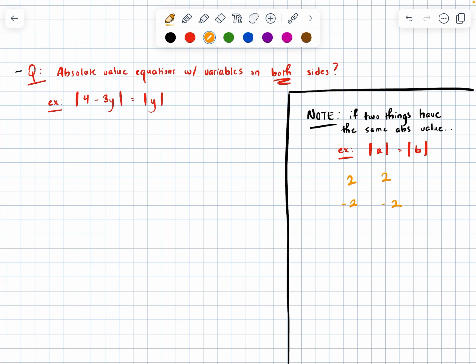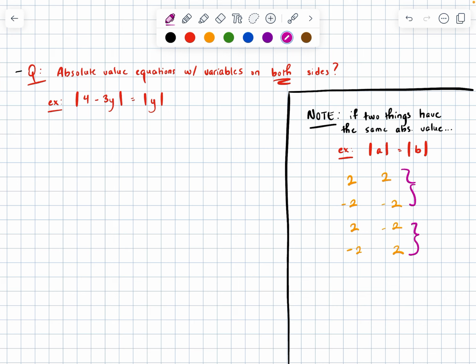They could also both be negative 2, right? If I take the absolute value of negative 2, they would both have the same absolute value. But it could also be a combination, right? I could say that A is positive 2 and B is negative 2. Those still have the same absolute value, same thing, if I swap them around.